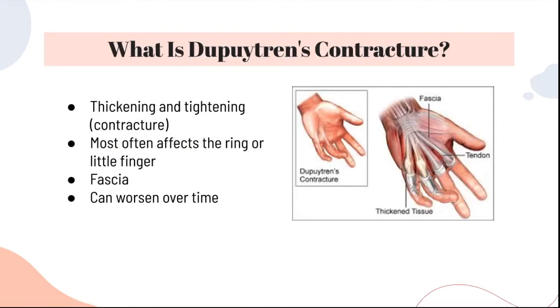The two fingers farthest from the thumb are most commonly affected, though the middle finger also can be involved. Only rarely are the thumb and index finger affected. Dupuytren's can occur in both hands, though one hand is usually affected more severely.